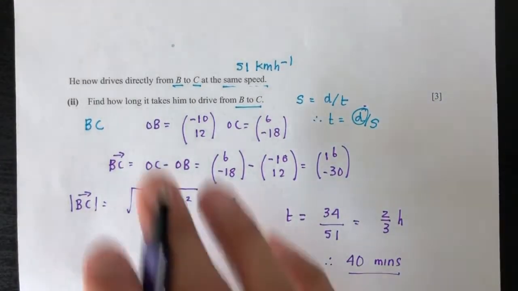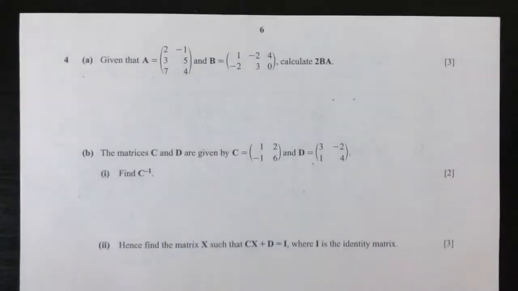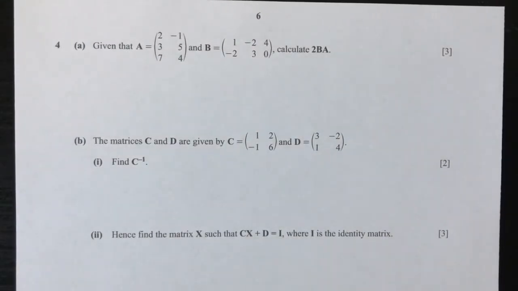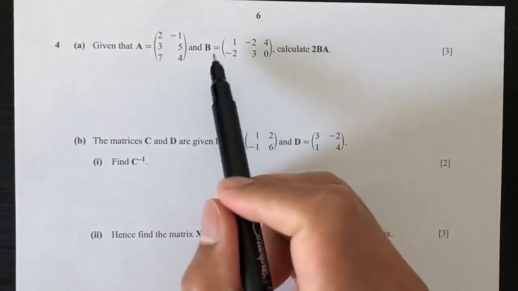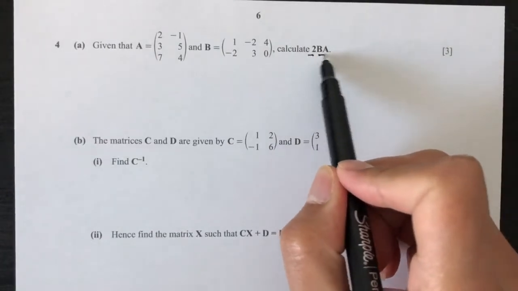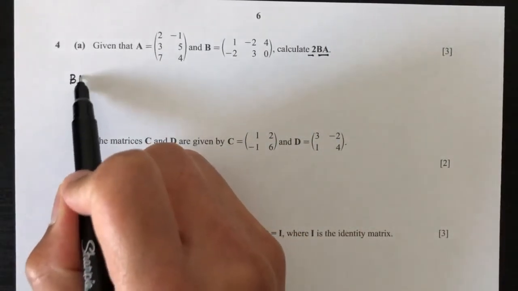And that will be your question number 3. Let's move on to question number 4. Given that A is this matrix, B is this matrix, find 2 times BA. So first we can find B times A.